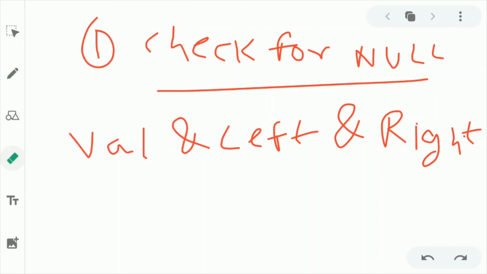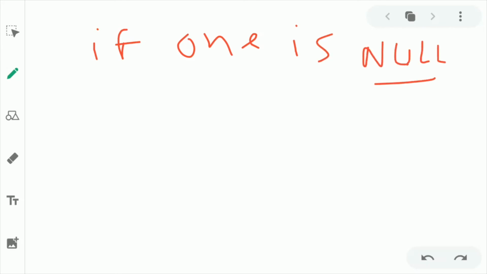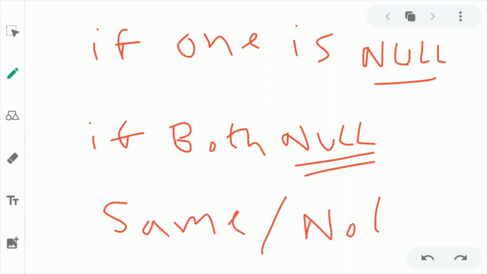And if there is a case where one of them is null, then we will check if both are null or not. If both null, then only same, else not. So these are the three conditions we will look into. So let's go to the code editor and see how we can code this.